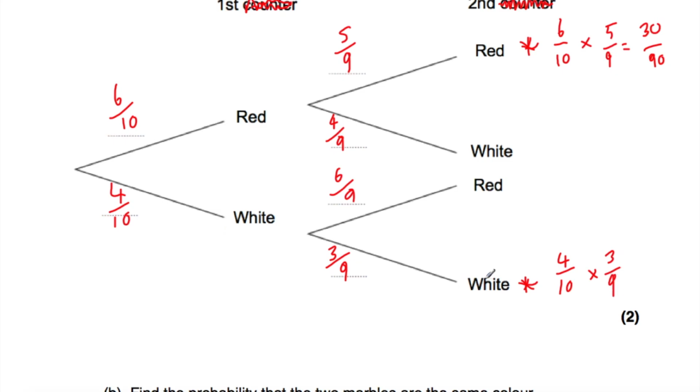Now in terms of a white and a white, it's going to be 4/10 multiplied by 3/9, just multiplying the probabilities along the branches. 4 times 3 is 12, and 10 times 9 is 90. So the probability of a red and a red is 30/90, and the probability of a white and a white is 12/90. So we either want this option or this option, so we add these two probabilities together.